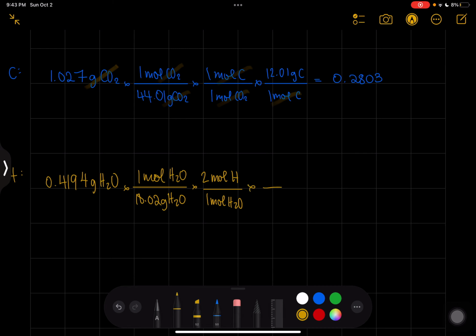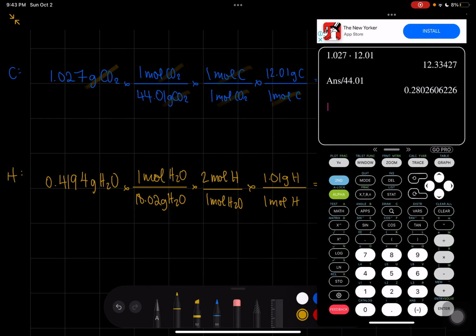Now, in 1 mole of H, right? Because you need the grams, not the moles. 1 mole, that's a very bad mole. That in 1 mole of hydrogen, we have 1.01 grams of hydrogen. Now we're going to go back to our calculations.